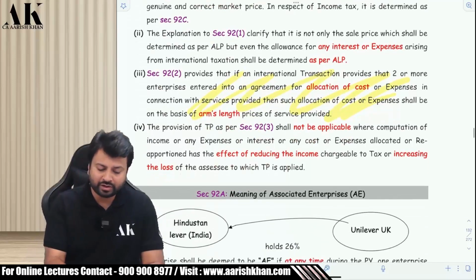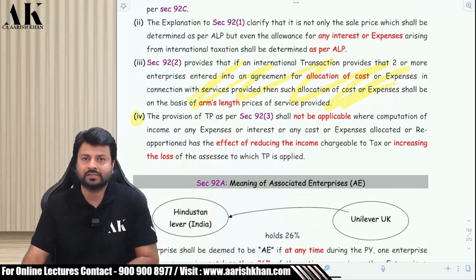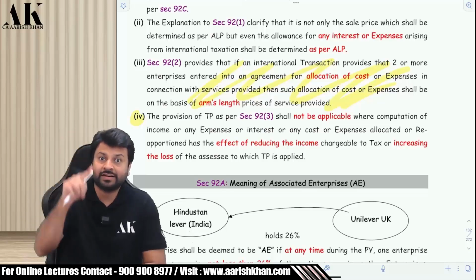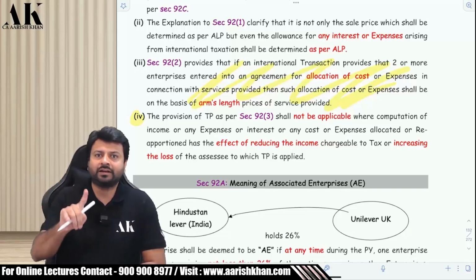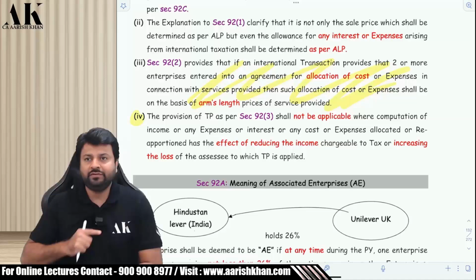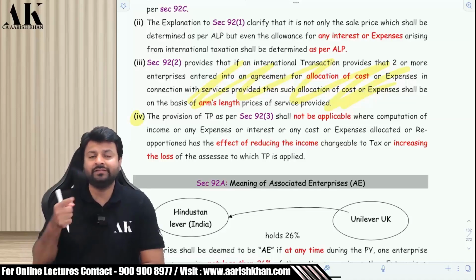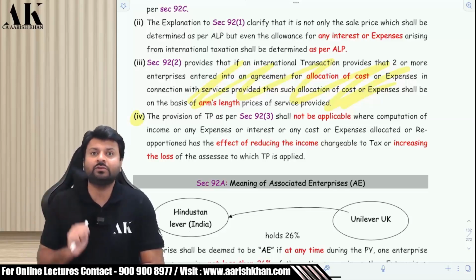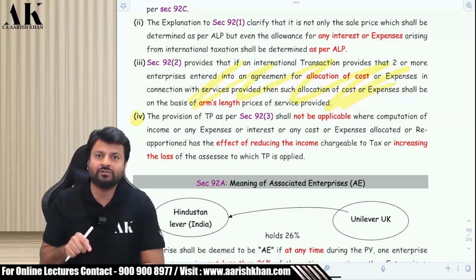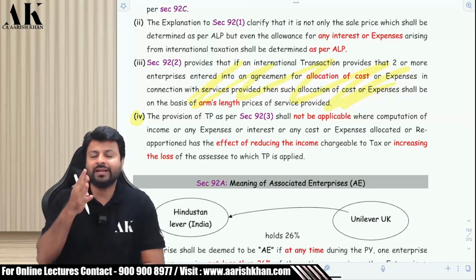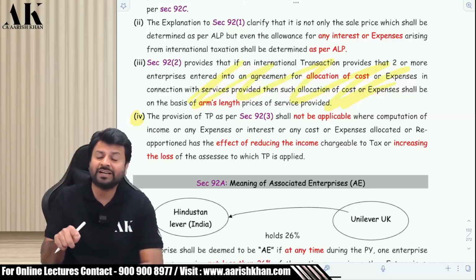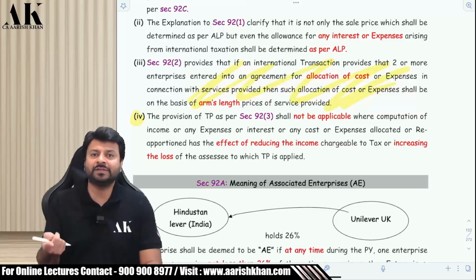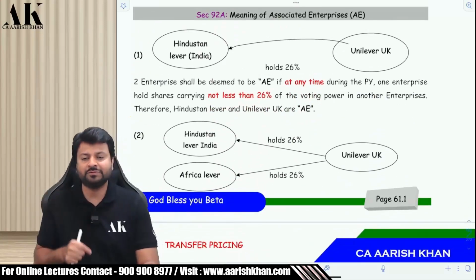Last but not least, transfer pricing is not applicable in certain cases. Transfer pricing is not applicable if there is a reduction of income or if there is an increase in loss. It means if it is detrimental to the department, then transfer pricing is not applicable. For example, if you are showing your revenue as 2000 rupees, but the arm's length price says that the revenue is not 2000, it is 1500, then it is detrimental to the department because that will reduce the profit. And if it is reducing the profit, that will reduce the taxes for the government, then transfer pricing provisions are not applicable. It means transfer pricing provisions cannot be beneficial to the assessee. It will always be beneficial to the department.